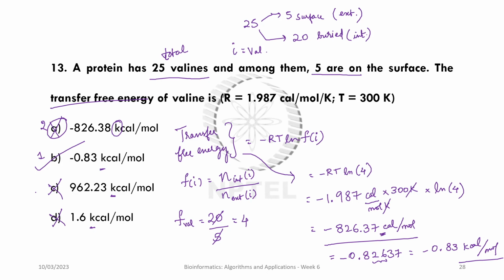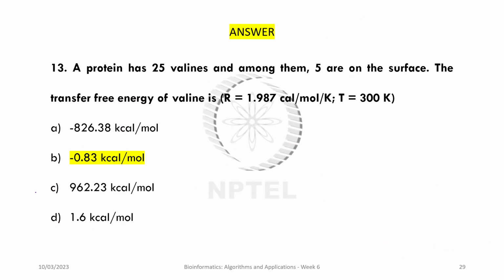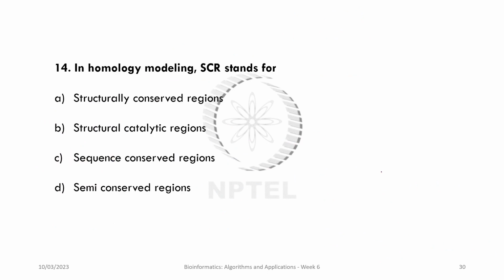Good question. So let's go on to question 14. In homology modeling, SCR stands for option A structurally conserved regions, option B structurally catalytic regions, option C is sequence conserved regions, and D semi conserved regions.